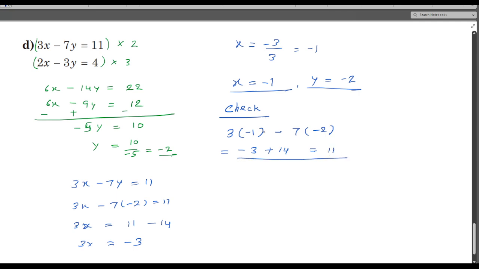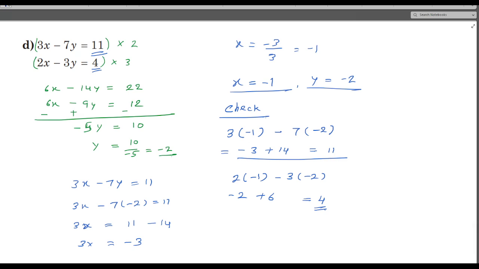Okay, perfect. Let us try with the second. It is 2 times x, now x is minus 1, minus 3 times y, which is minus 2. So this is minus 2 plus 6, which is 4. Again, we are getting the result which is given in the equation. So x is equal to minus 1, y is equal to minus 2 is the correct answer.